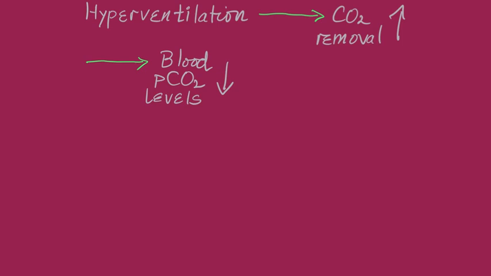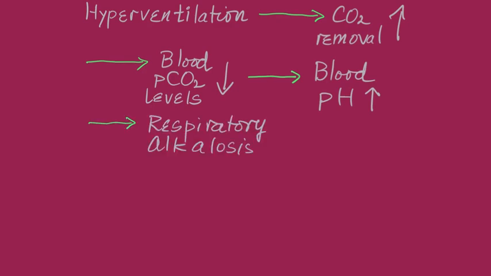When a person hyperventilates, carbon dioxide removal increases because of increased exhalation. This causes the blood carbon dioxide levels, PCO2 levels, to go down. And as a result, the blood pH increases. The problem that arises is respiratory alkalosis. This is the problem. How can we fix this?